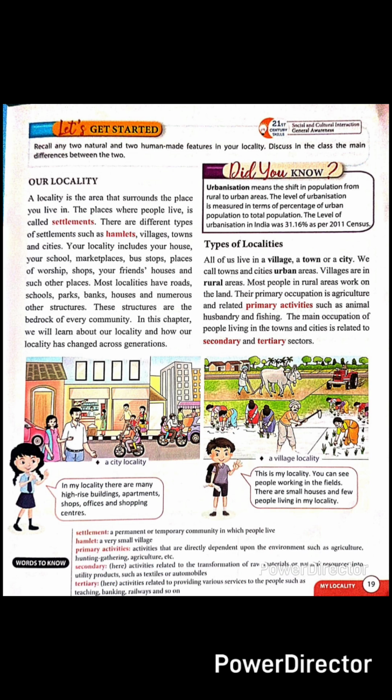Now see children, there is a lot of difference. In the left side of the picture, there are high apartments, shops, high buildings, shopping centers. People are riding on two-wheelers, four-wheelers. And on the right side of the picture, people are working manually in open spaces and they are working in the fields. Very few and small houses are also visible in this picture.